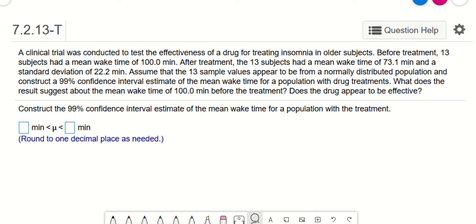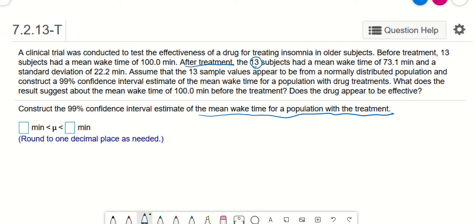Let's look at the first problem first. Construct the 99% confidence interval. Since we're trying to estimate the mean wake time for a population with treatment, let's look at the sample with treatment. So this is the sample size. Where is it? 13 subjects. Right, so here it says after treatment, so those are with treatment.